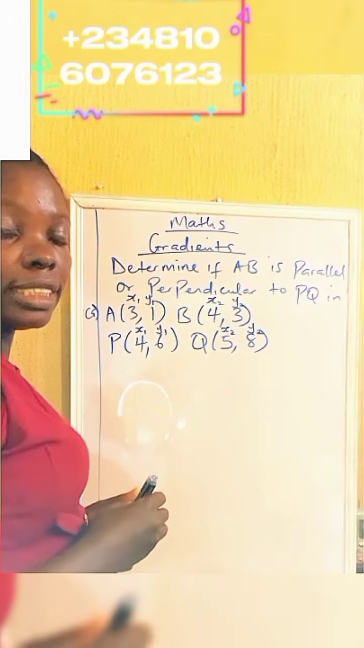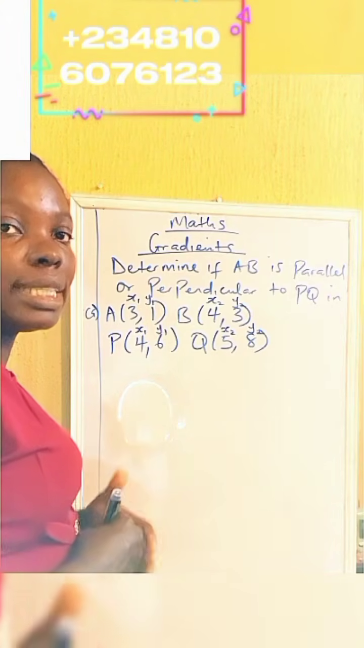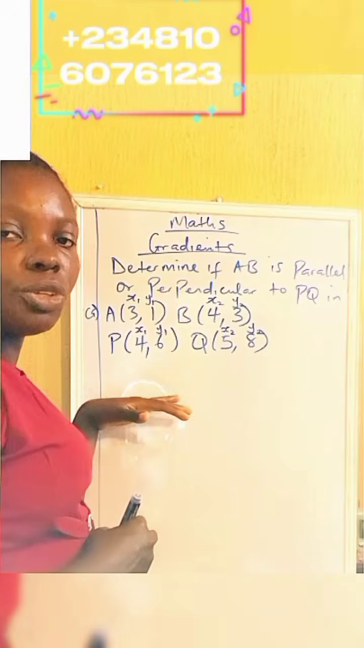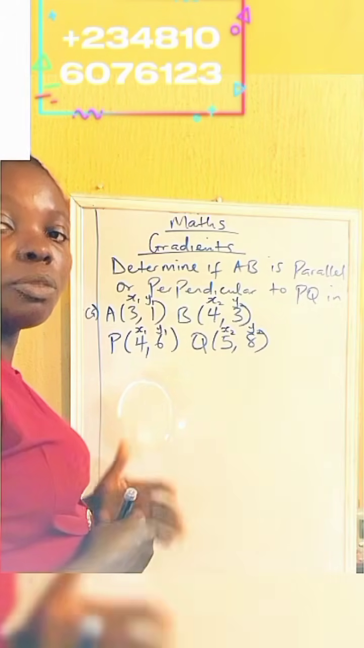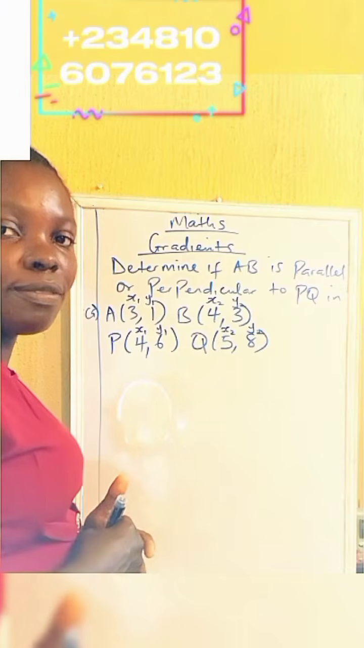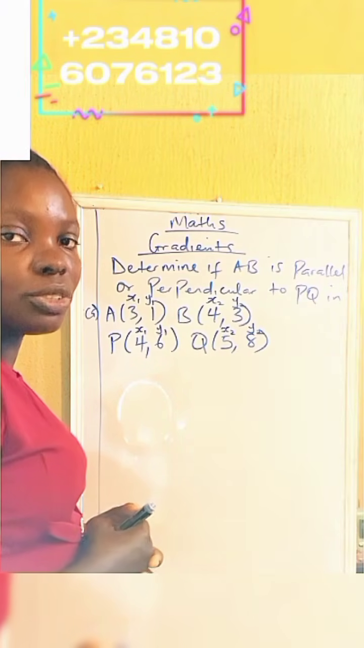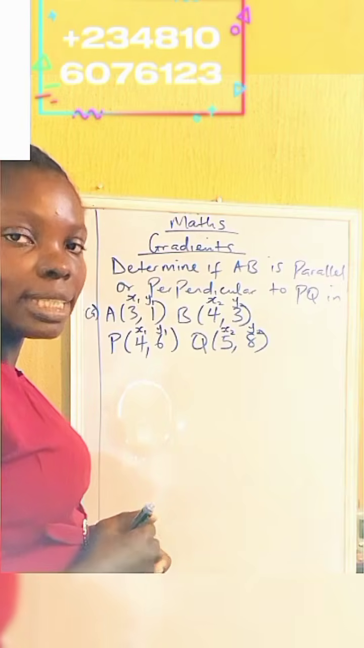For the first line, AB, I'll call the gradient I'm going to look for M1, while for the second line, PQ, I'll call the gradient I'm going to look for M2. And then I will determine if those two gradients are either parallel or perpendicular to each other, depending on the answer I get.